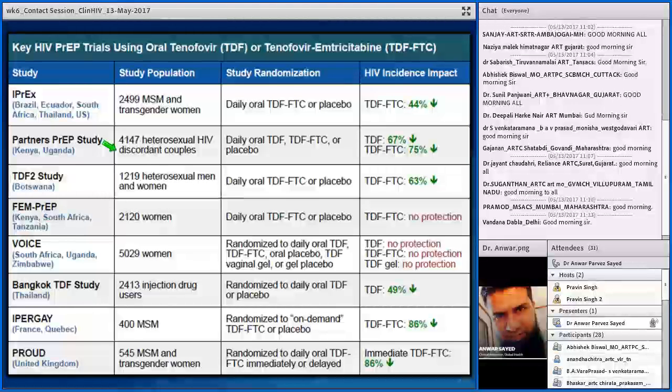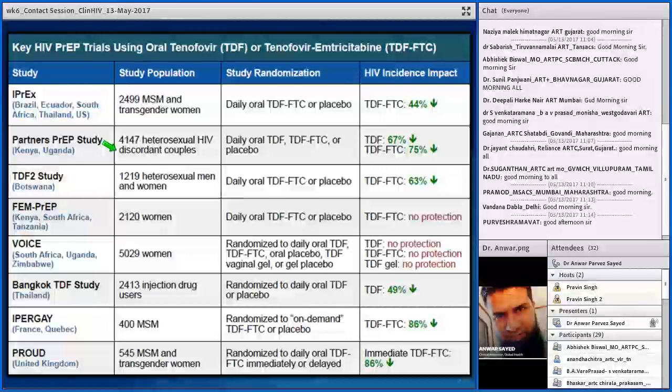It was kept in mind in the study also that there is equal balance between male HIV and female HIV partners in the discordant couples, so that it is equally distributed. Again, daily oral tenofovir or the combination, along with placebo, was used for randomization. It was observed that in the tenofovir group, HIV incidence was reduced by 67%, and with the combination of tenofovir and emtricitabine, HIV incidence was reduced by 75%. Similarly, another study done in Botswana, the TDF2 study, used more than 1,200 heterosexual men and women, and similar results were seen: HIV incidence was reduced by 63%.